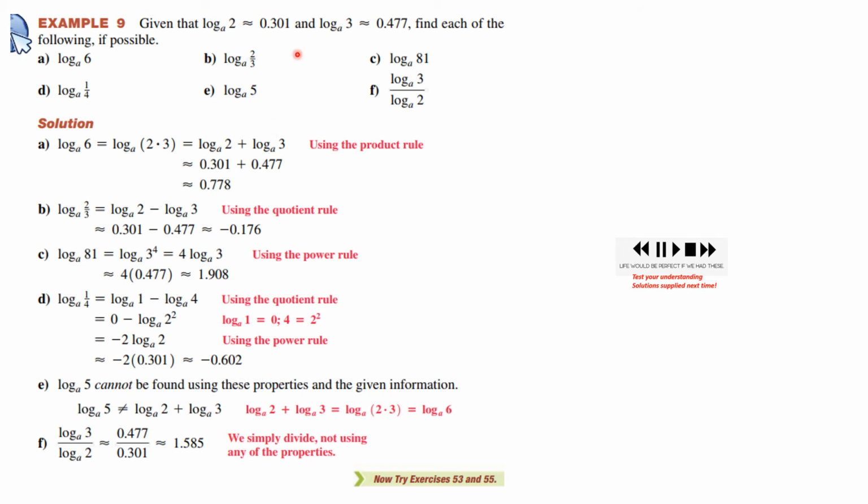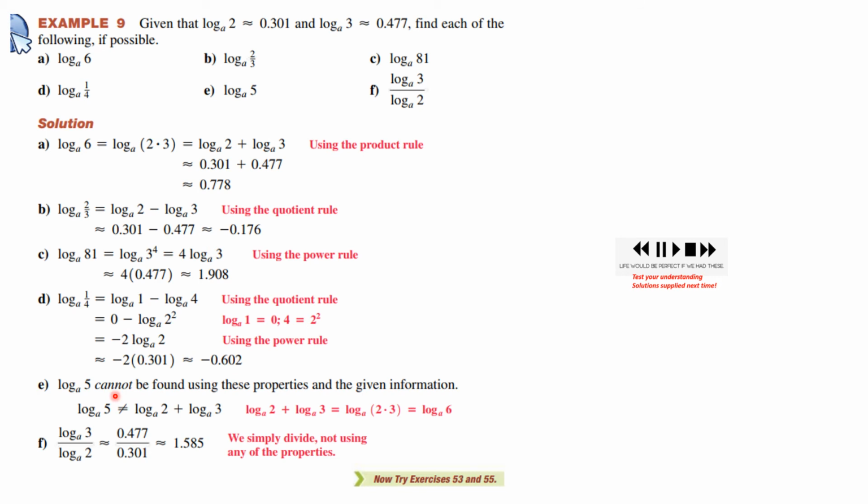Example 9, we're using our calculators. They tell us suppose that this is true and this is true. Then here we will use the sum rule, just adding them together from our calculator. Here we'll use the difference rule from our calculator. Here we'll use the power rule with our calculator. Here we will use the quotient rule and realize that the logarithm base a of 1 is always 0.